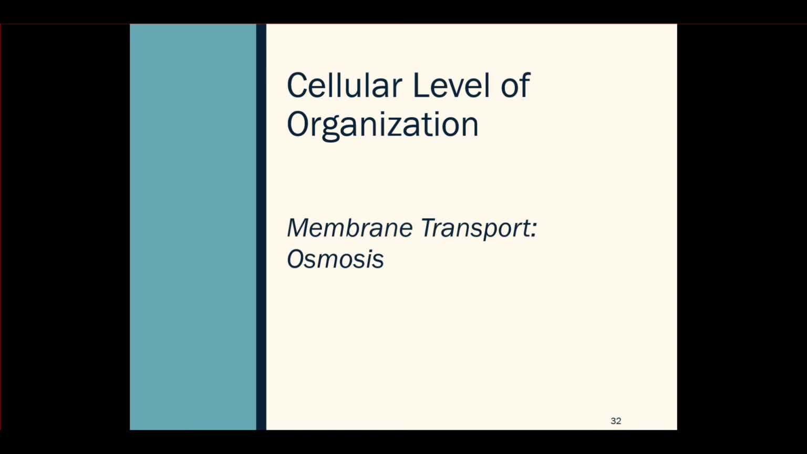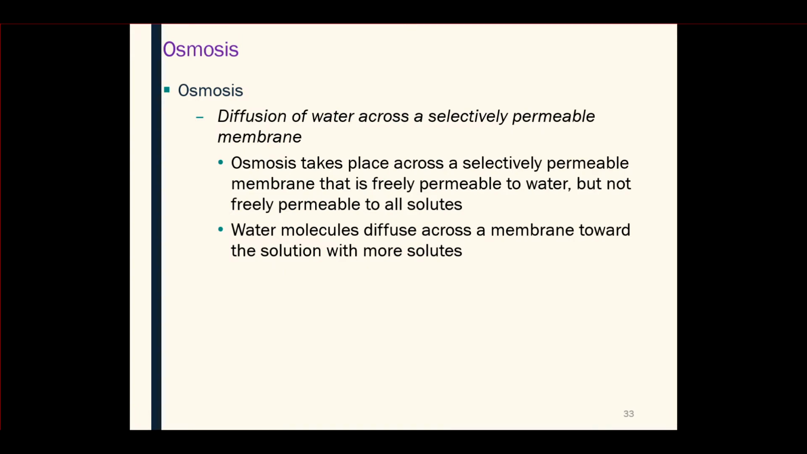In this lesson, we'll continue our discussion of the cellular level of organization by looking at a second membrane transport mechanism known as osmosis. In the previous lesson, we had done diffusion. Now, osmosis is like a special type of diffusion to me. It is the diffusion of water, right? This is going to be the movement of water. Remember that regular diffusion was the movement of solutes. This is the movement of water across a membrane that is selectively permeable to water.